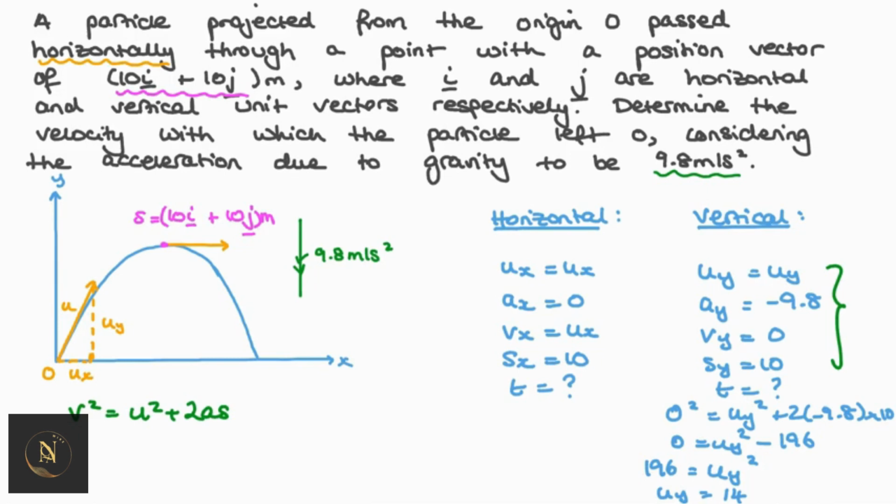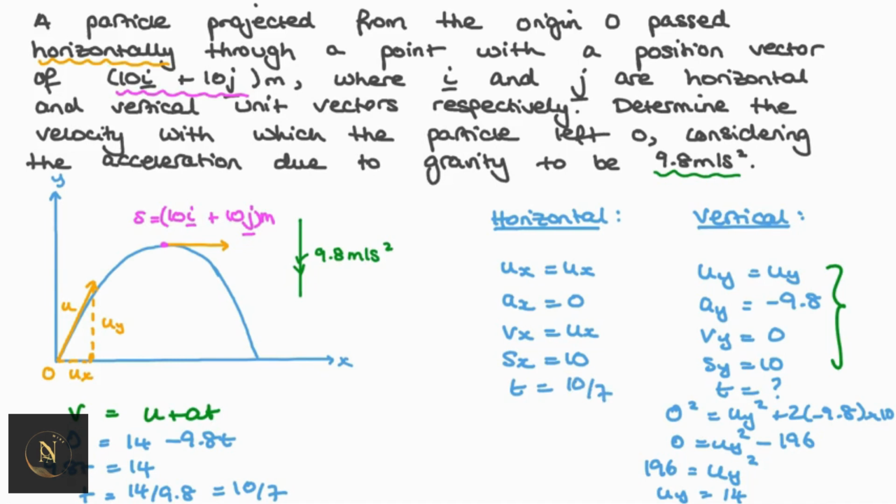Well, we are able now to calculate the time at which the particle reaches this position. We're going to continue looking at the vertical motion, this time using the formula v equals u plus at. Substituting what we know about our vertical motion, and we get 0 equals 14 minus 9.8t. We add 9.8t to both sides, and then divide through by 9.8. And that gives us t equals 10/7.